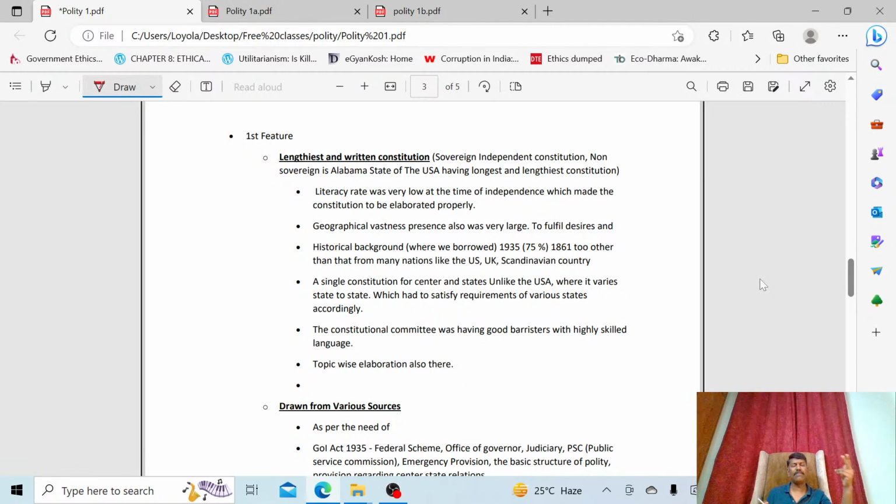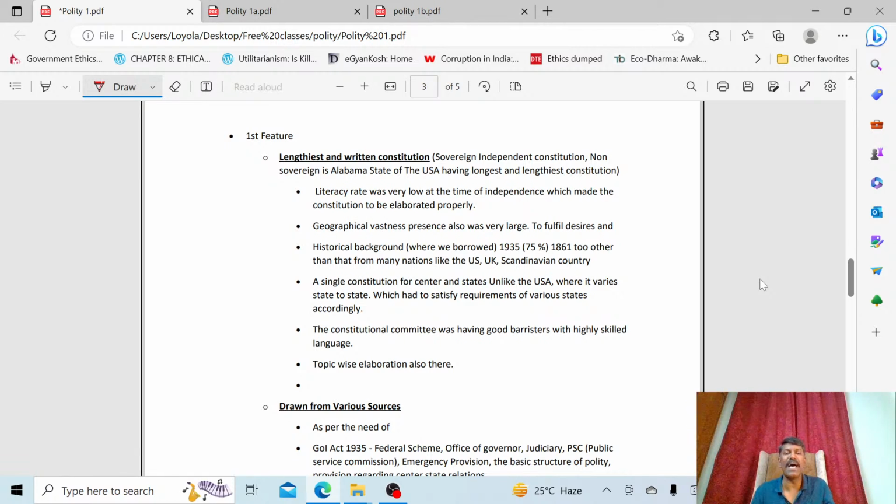For example, Indo-Tibetan people are there in the name of Mongoloids in the northeastern states. Indo-Negroids are existing in the Andaman and Nicobar Islands. And Dravidians are there in the southern part, and the Aryans are there on the northwestern frontier area. In that manner, various geographical vastness. So to fulfill them, I need to go.